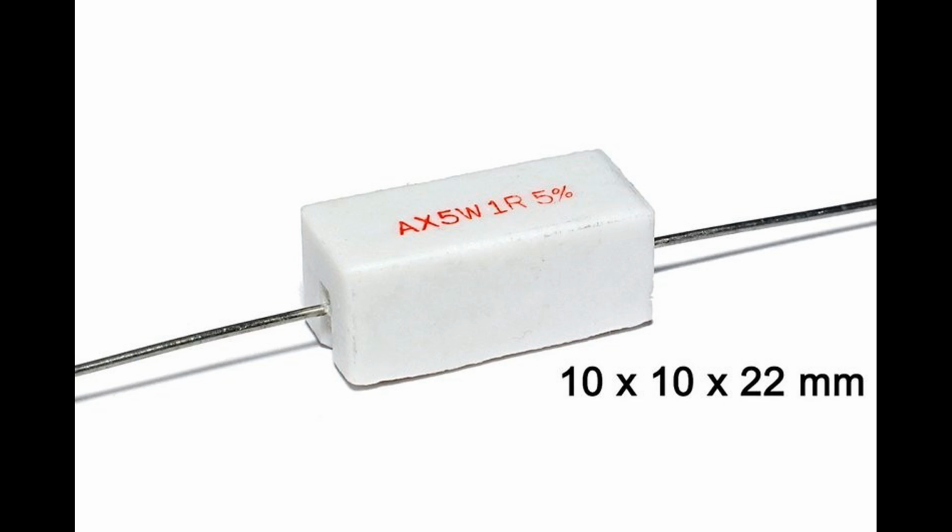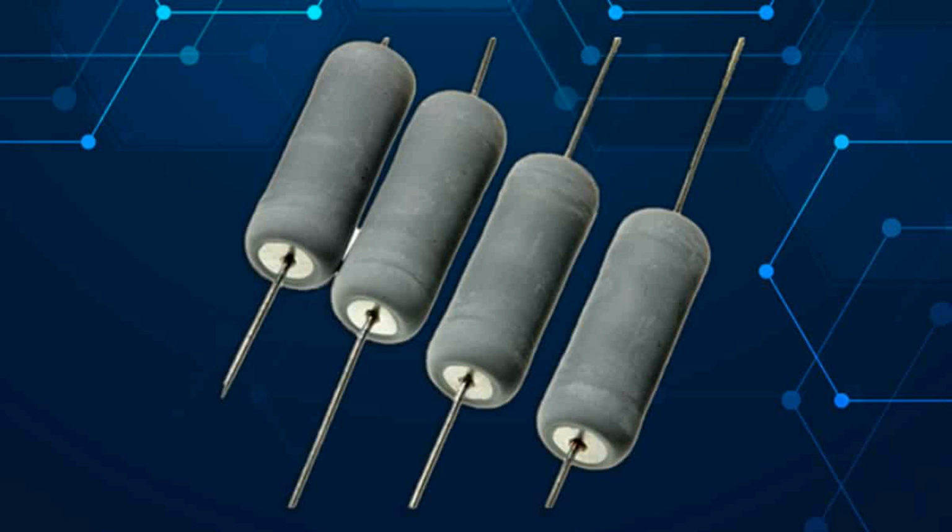Components with power ratings: various electrical and electronic components have power ratings, including resistors, capacitors, inductors, transistors, diodes, transformers, and more. Each component type may have different factors affecting its power rating. Resistors: the power rating of a resistor indicates the maximum amount of heat it can dissipate without damage. Exceeding the power rating may cause the resistor to overheat and change its resistance value.